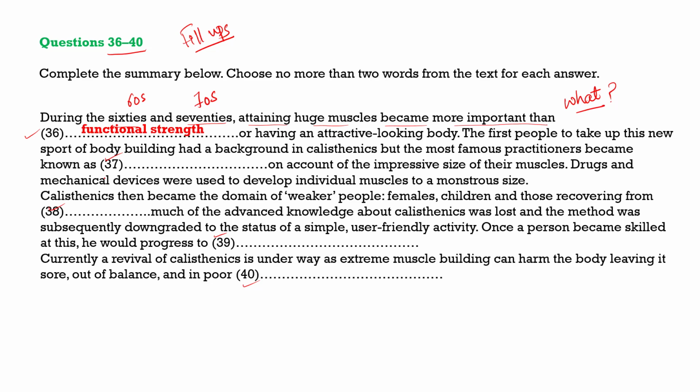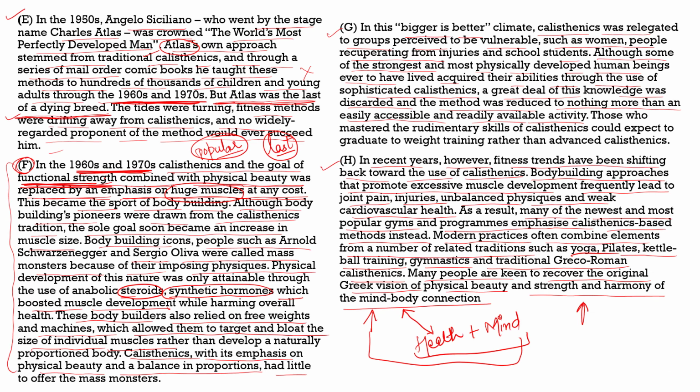Let us read further. The first people to take up this new sport of bodybuilding had a background in calisthenics, but most practitioners became known as blank. Now it is asking what most of the famous practitioners were known as. We need to find out on account of the impressive size of their muscles, right? Now students, since our questions began from passage number F, our blanks will go in the increasing order of this only. Although bodybuilding pioneers were drawn from the calisthenics tradition, the sole goal soon became an increase in muscle size. Now students, we have got one term, muscle size.